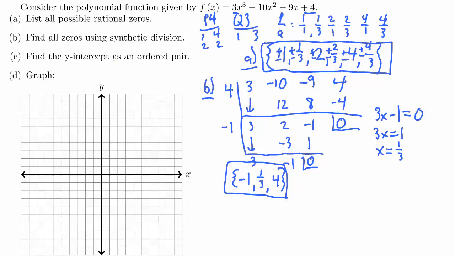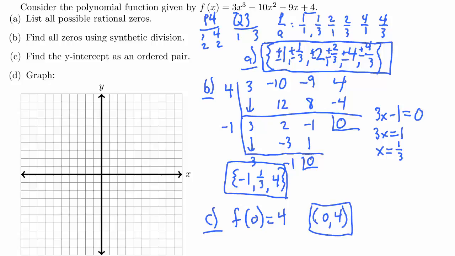C says find the y-intercept as an ordered pair. Well, that's actually pretty simple. That means that I need to find f of 0 because the y-intercept means x equals 0. So this is gone, this is gone, this is gone. All I'm left with here is 4. So my ordered pair is 0, 4.